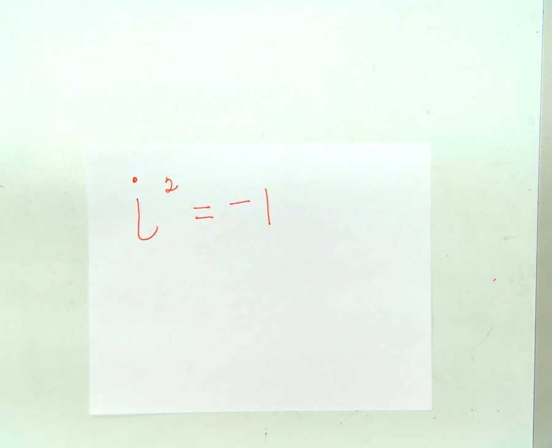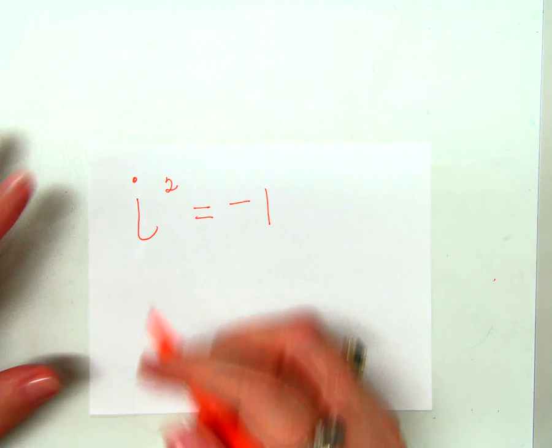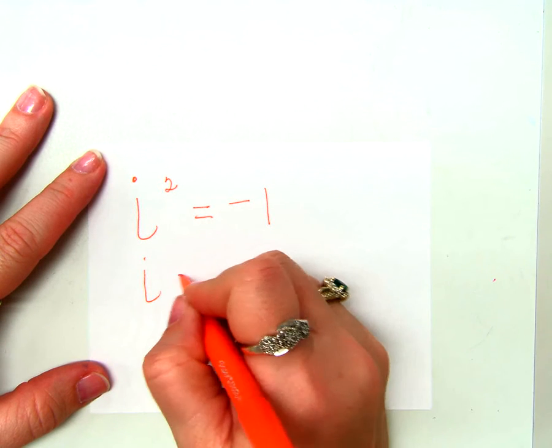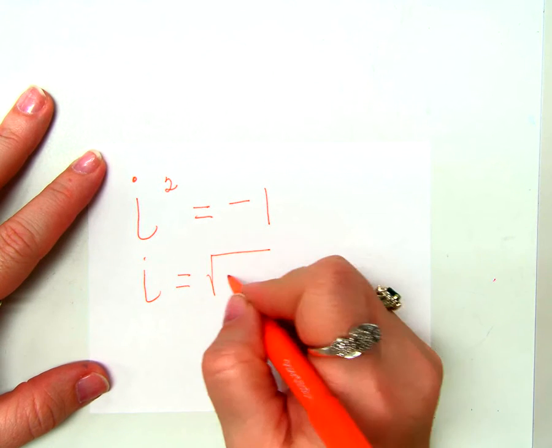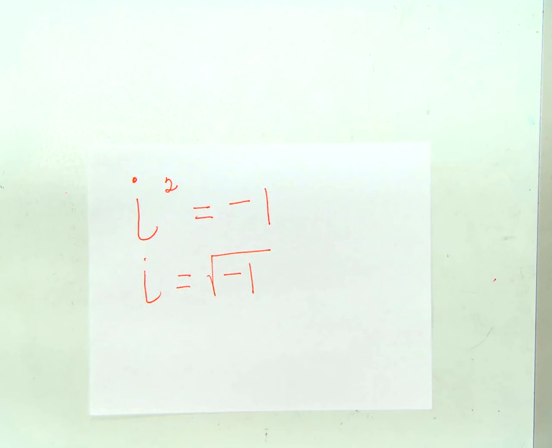Then right underneath it, it says I is the square root of -1. Can you translate that from an English sentence to a math sentence? I is the square root of -1. Does that make sense?